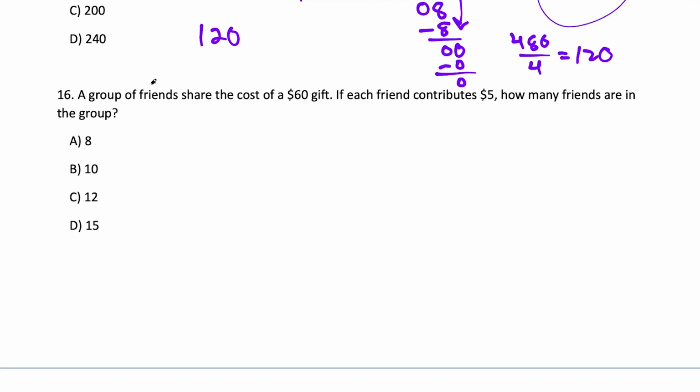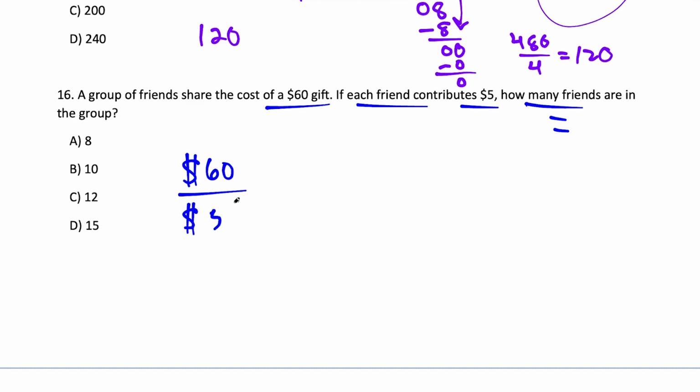Question 16, a group of friends share the cost of a $60 gift. If each friend contributes $5, how many friends are in the group? So for this question, we have a $60 gift and each friend is contributing $5. So if we just do $60 divided by $5, notice the units cancel out. We're doing 60 divided by 5, which is 12. So there are 12 friends in the group. Choice C is our answer.